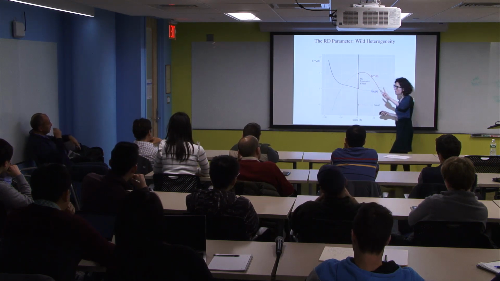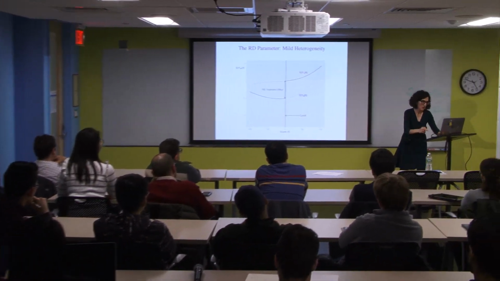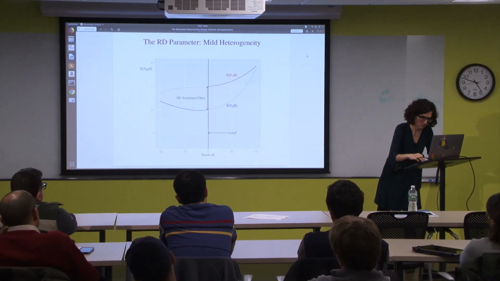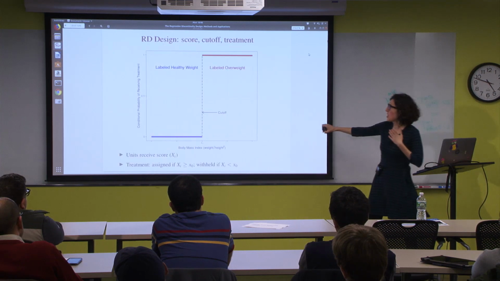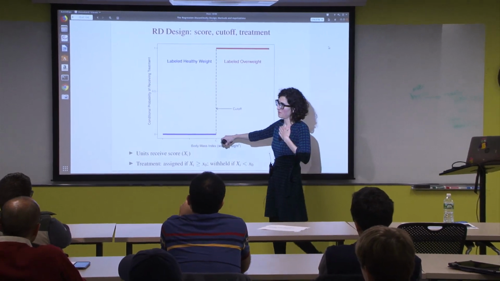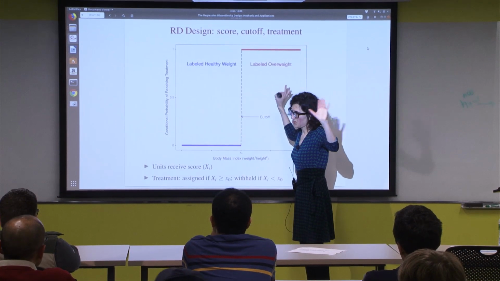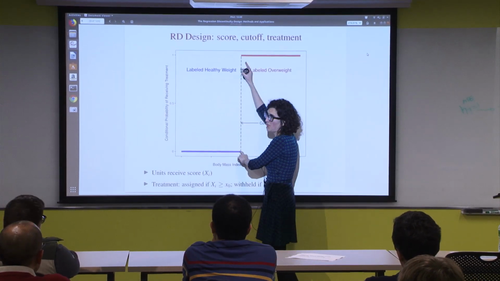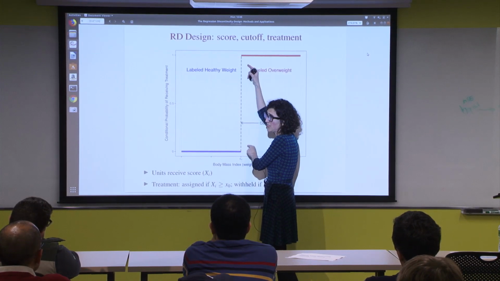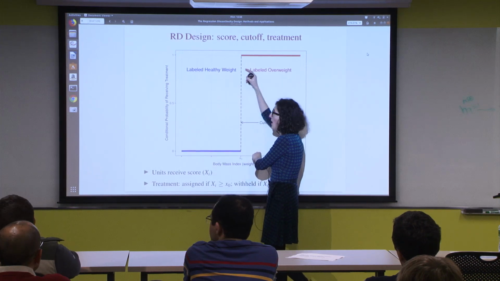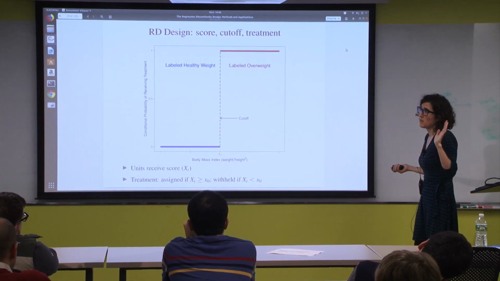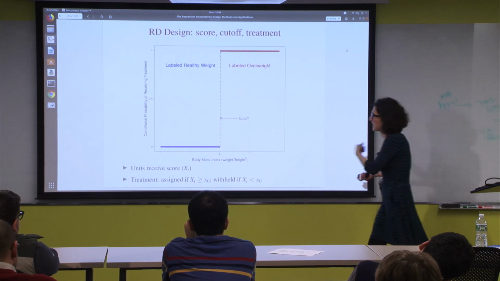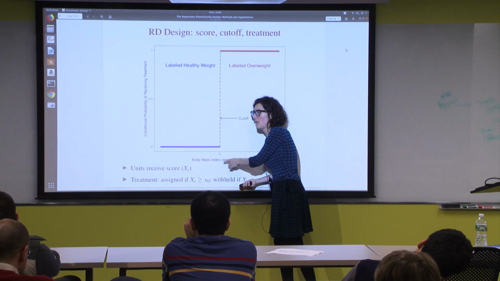No, so there are two jumps going on. Let me go back, can I? There are two jumps going on. One is a jump in the probability of receiving treatment. That's 0, 1. That's 0, 1. And that's the jump that is guaranteed by design. The other jump depends on what the treatment effect is. And the design has no relationship to that.